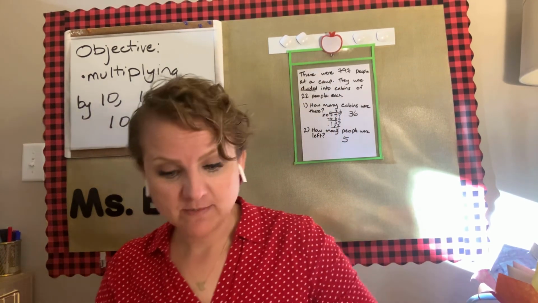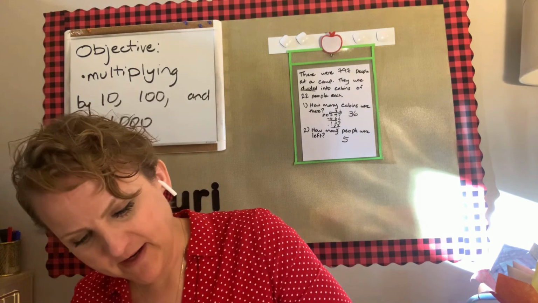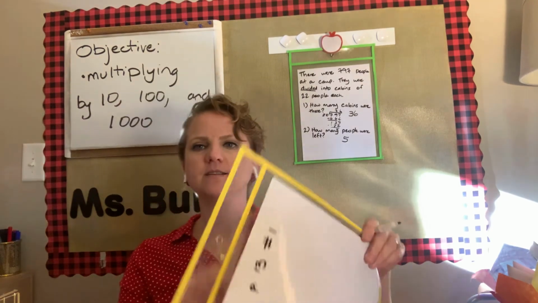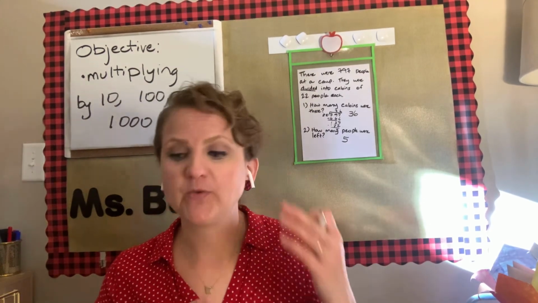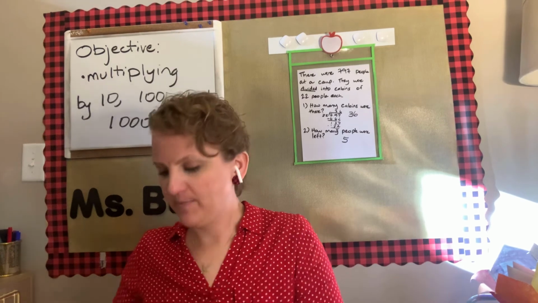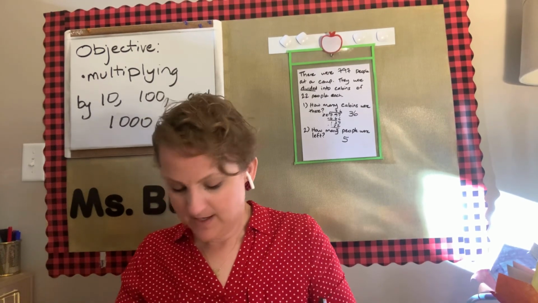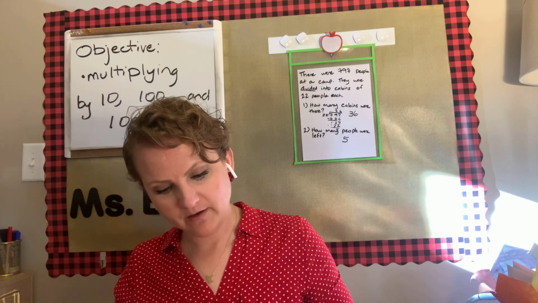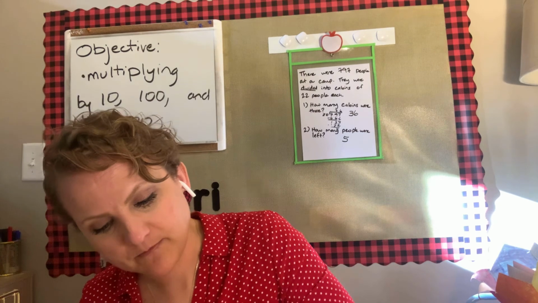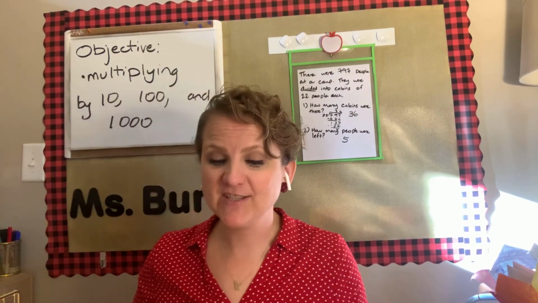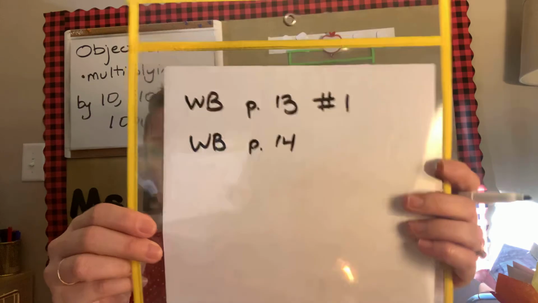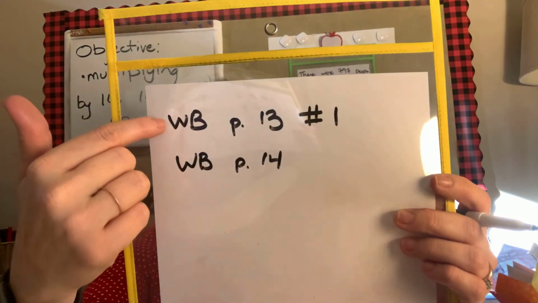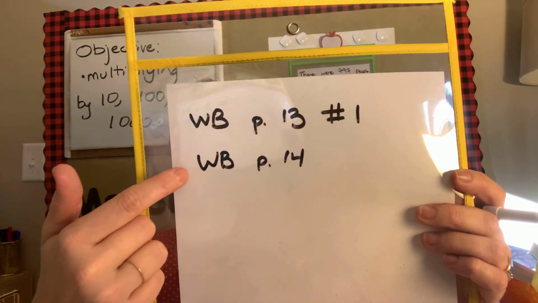Okay, now in terms of homework, this is where it gets a little bit funky. You're going to do workbook page 13, just number 1. So you're going to do the first problem on workbook page 13. You're also going to do all of workbook page 14. This is in the instructions, but I just want to make it really clear. So I should be getting 2 pictures from you. The first picture should be just of number 1 for workbook page 13. The second picture should be all of workbook page 14.